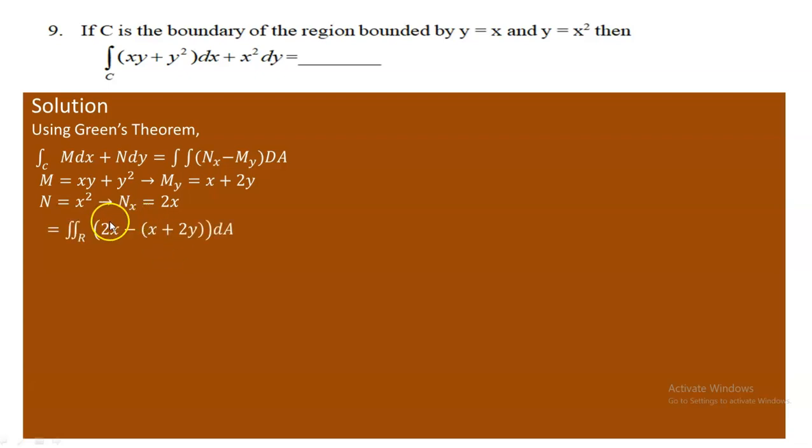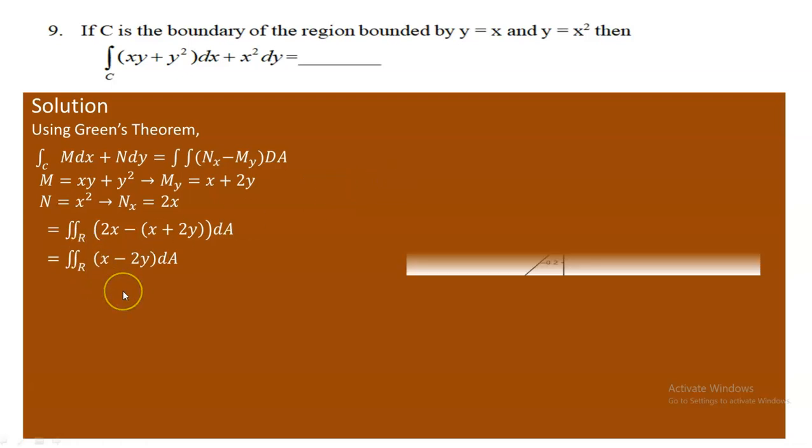Look, your N_x is already obtained as 2x and your M_y is already x plus 2y, so you need to take the difference between the two. So this makes 2x minus x minus 2y, dA. And this is done over that bounded region. The integration is done over that bounded region R.